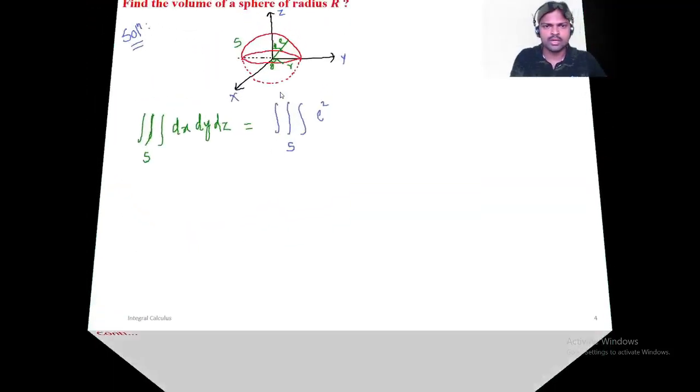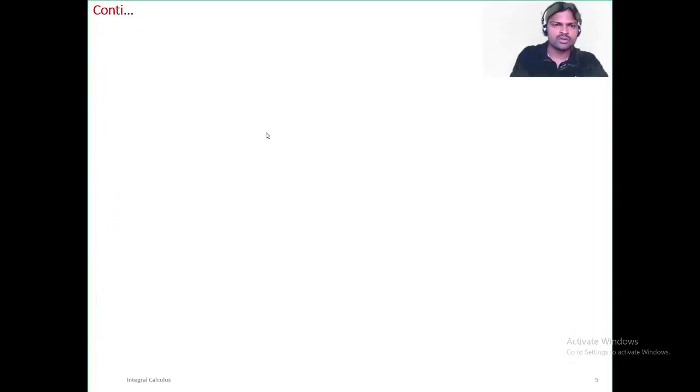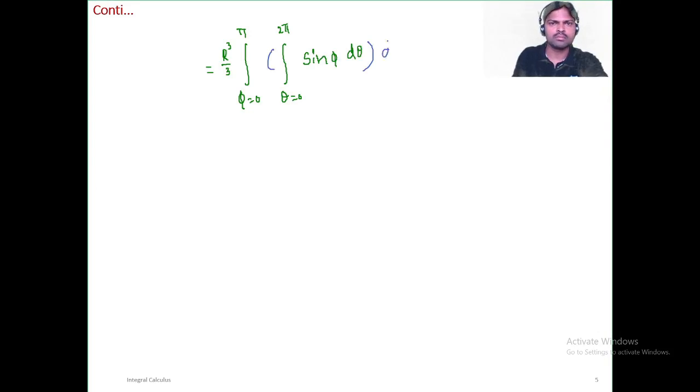Now let us substitute back what we got here. The rho cube by 3 I will get, I will write outside, and sin pi d theta remains. So r cube by 3, I am writing completely outside, and here sin pi d theta is left, after that with respect to pi. Now this will be r cube by 3, and with respect to theta, sin pi is constant, so the theta limits I am writing directly outside.